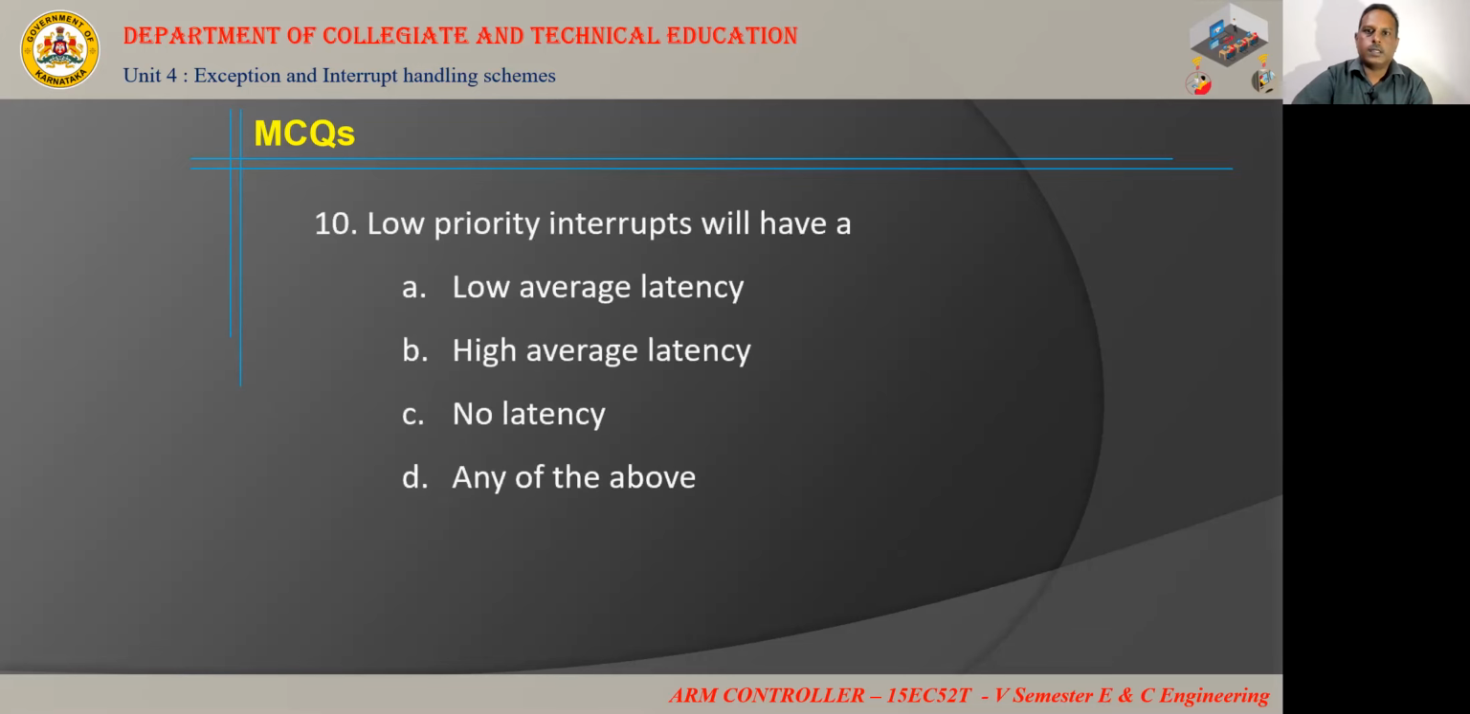Next, low priority interrupts will have low average latency, high average latency, no latency, or any of the above. See, since a higher priority interrupt will be acknowledged when a lower priority interrupt is being serviced, low priority interrupts will have a high average latency. So the answer is high average latency.